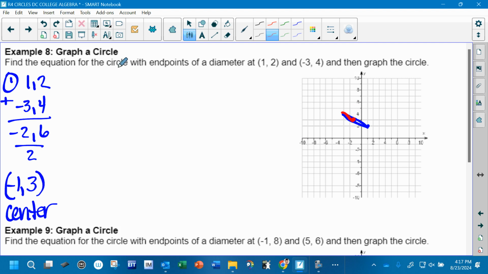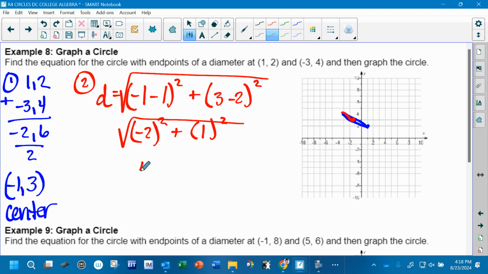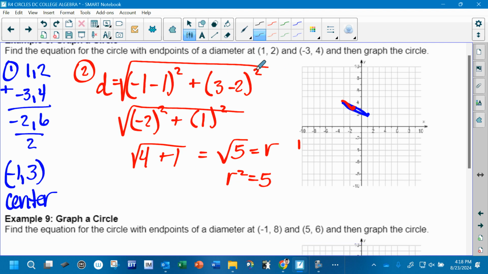Now you're going to do the distance formula to find that radius. So the distance formula is going to be negative 1 minus 1 squared, 3 minus 2 squared. Take the square root. Negative 1 minus 1 is negative 2. 3 minus 2 is 1. Negative 2 squared is 4. 1 squared is 1. So this is the square root of 5. So your radius is the square root of 5. So that means the radius squared is just 5. Let's scroll this up a little bit. So now my actual equation is going to be x plus 1 squared, y minus 3 squared equals 5.